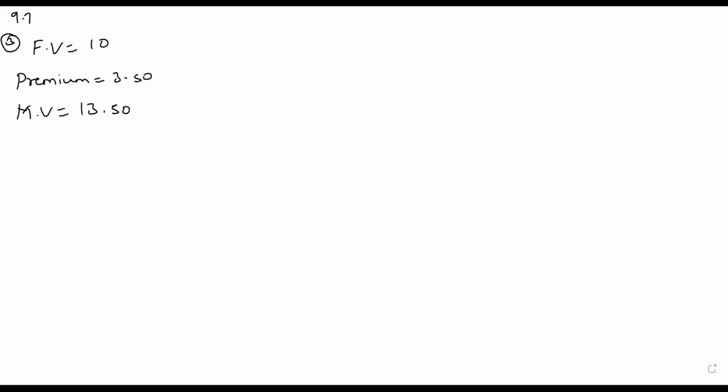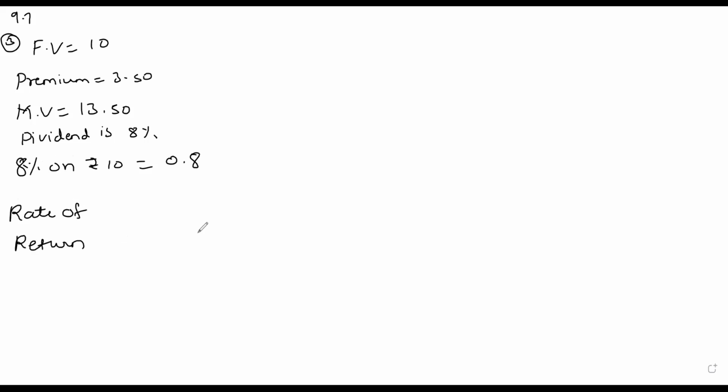And dividend is 8%. So it is 8% on rupees 10, that is 0.8. So his rate of return, or we can also say return on investment, ROI, is 0.8 annual return upon market value into 100. So 0.8 divided by 13.5 multiplied by 100.